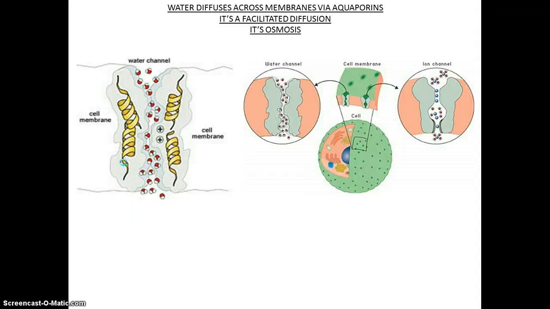Water diffusing across a membrane is called osmosis, and water moves across what's called an aquaporin. It's a protein that acts like a pore that only allows water to pass through. What's so neat about the aquaporin is that along its sides it has a polarity that attracts the water molecules to pass through. In fact, water passes through this pore one molecule at a time, and it's called an aquaporin.